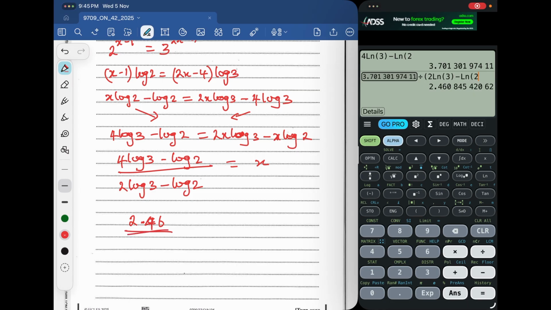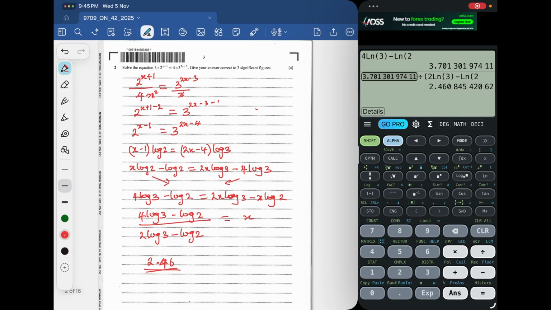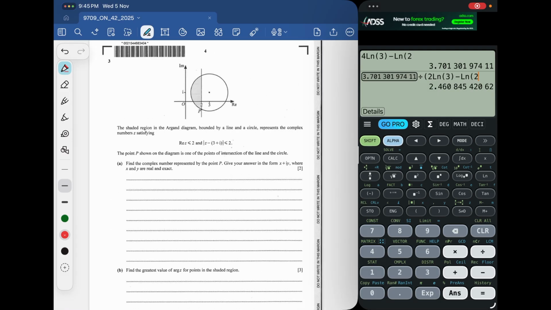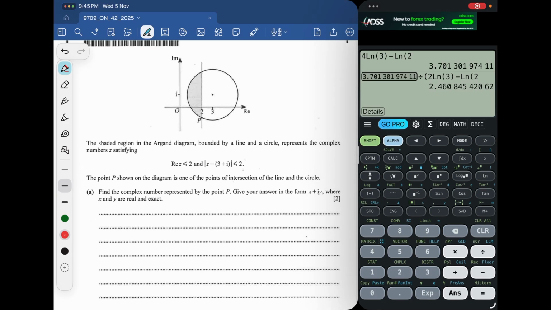So this is my answer. That is the perfect answer. So I hope you got this when you solved it. All right, so the next one we're looking at is complex numbers. So we're told to find the complex number represented by p. Okay, so we need to find the complex number represented by p.